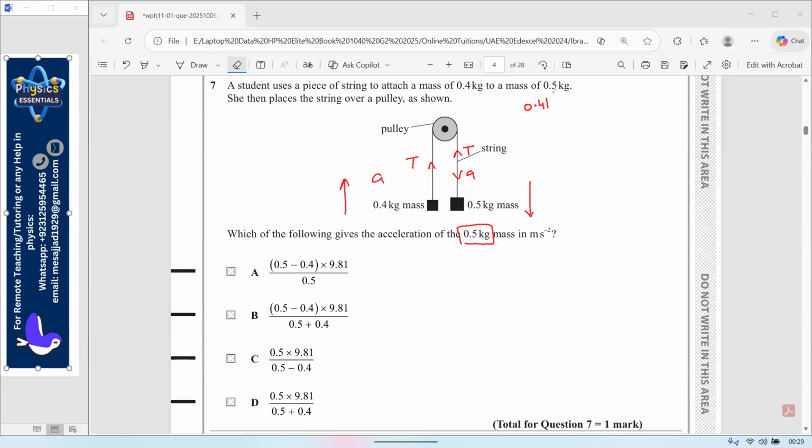First of all, for the 0.4 kg mass, you need to see the net forces acting on the 0.4 kg. There is a weight acting downward and the tension upward. Since the 0.4 kg mass is moving upward, the tension is winning. Tension is the winning force. It is taking the mass upward, and weight is the losing force. It is unable to move the mass downward. So from here, ma equals T minus W, and from here, T is ma plus W.